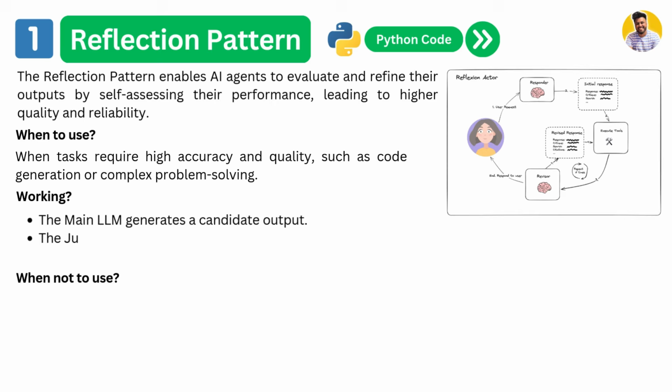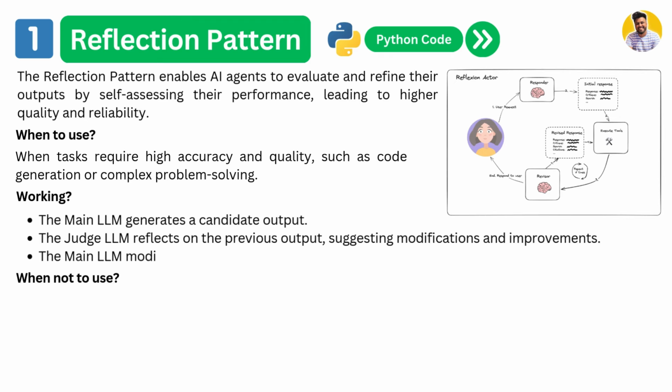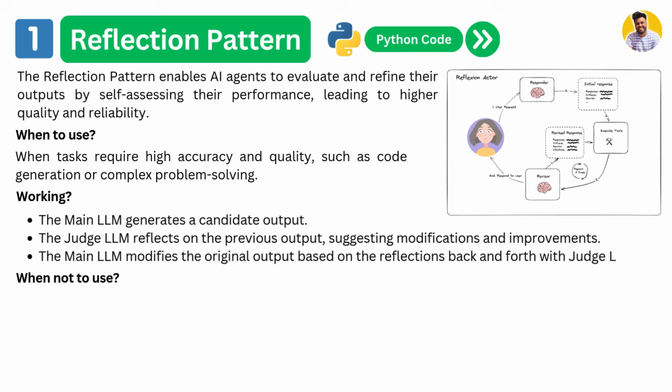This reflection pattern works as follows: the main large language model generates output. The judge large language model reflects on that output and suggests improvements or modifications if any are required. Then the main large language model implements those improvements and suggestions and goes back to the judge large language model for further improvement and suggestions. This loop keeps going until the judge says that your output is correct now. This reflection pattern works in that iterative way.